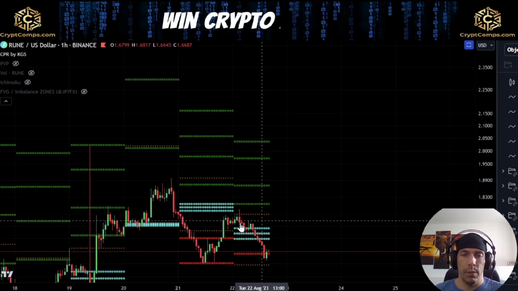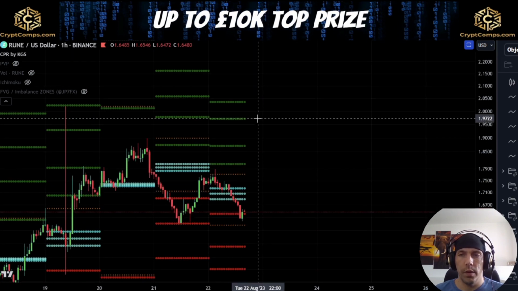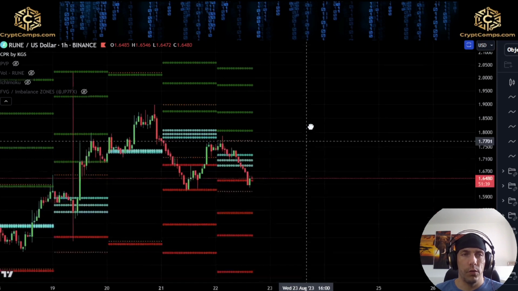Now, if we do manage to flip back above these central lines, what we could see is a test of this 180, 187, 197, and this $2.03.